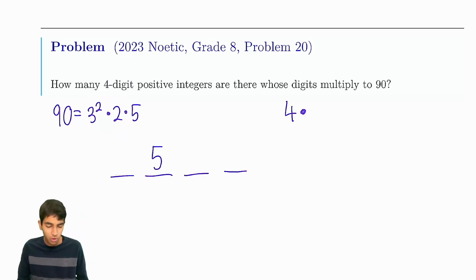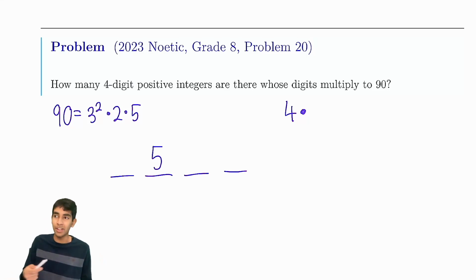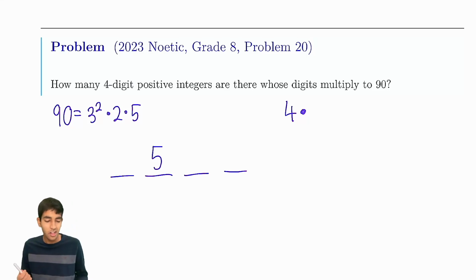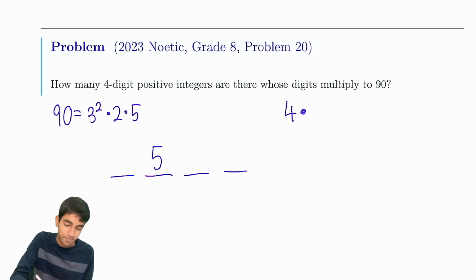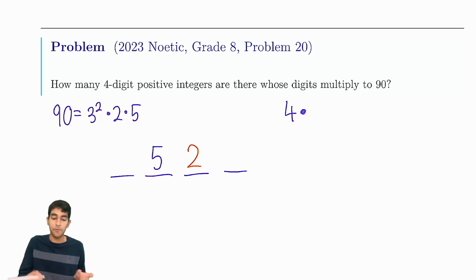Next up, do we want to focus on the 2 or 3? And here it's kind of like, which one is more restricting? Because you always want to focus on the more restricting one, as it will give us fewer cases. But it's like, 3 squared, you have 2 3s. 2, you only have 1 2. So naturally, it's probably better to focus on the location of the 2. So let's just say we put a 2 here. Of course, it's symmetric, right? There's 3 choices for the 2.